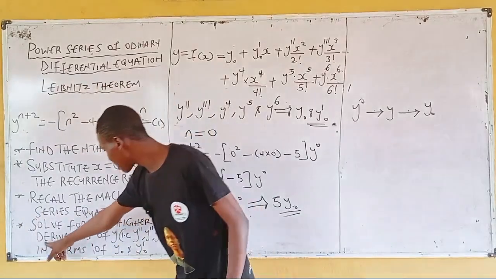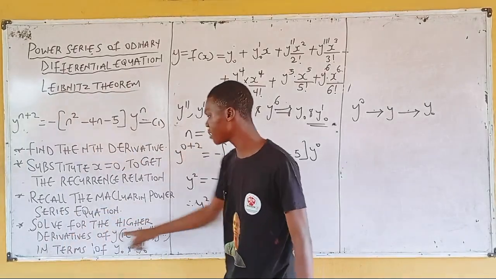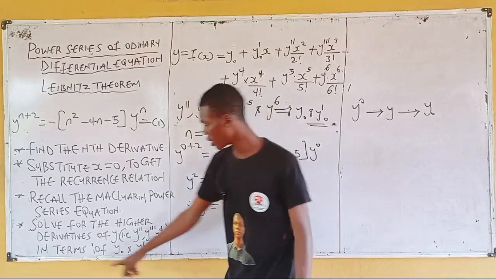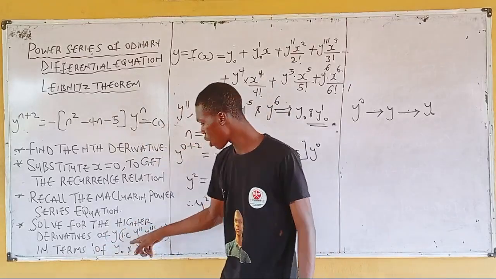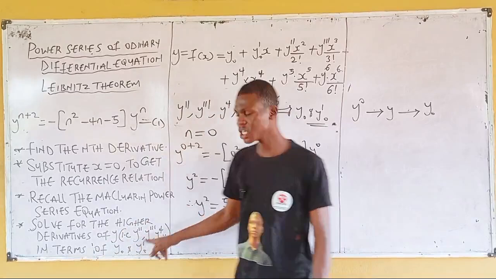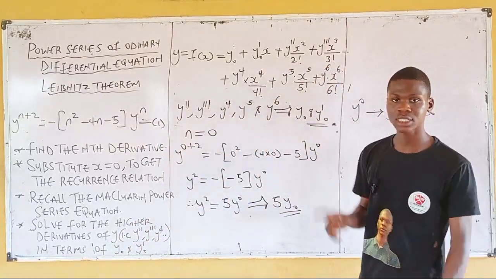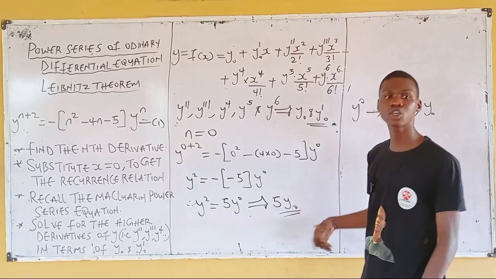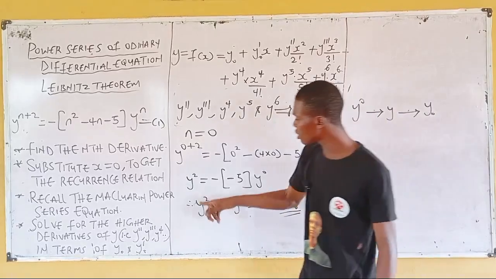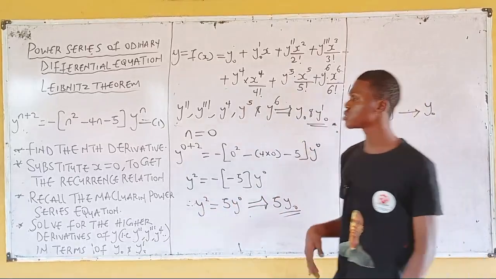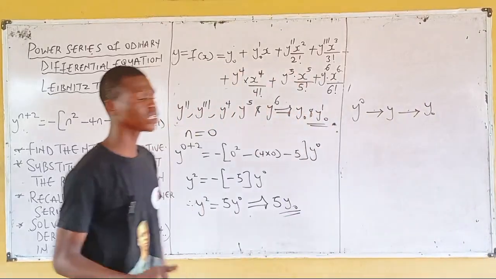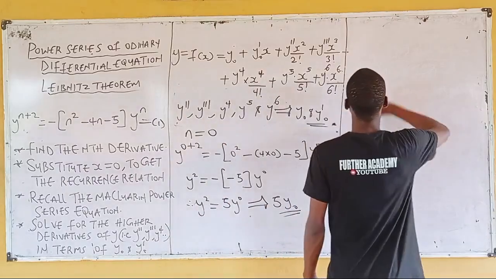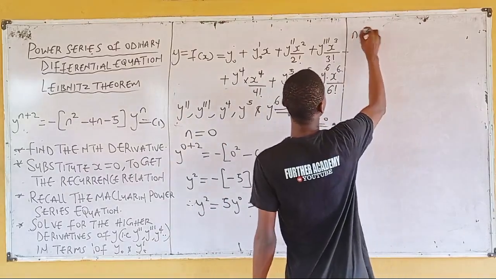We said solve for the higher derivatives of y, meaning y double prime, y prime, y raised to the power of 4, in terms of y naught or y prime naught. All these higher derivatives must be expressed as y naught or y prime naught. So we've done the second one. Now moving on to the next one, which is the third derivative. When n equals what? When n is equal to 1.